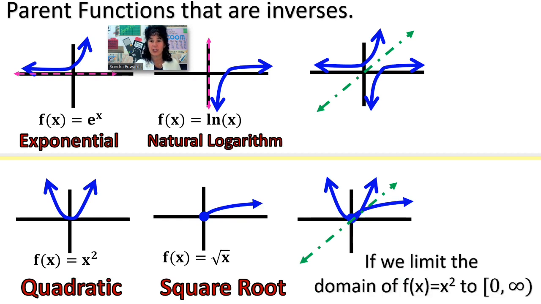So what we want to do here is limit the domain of f of x equals x squared. If we only keep the part of the parabola from (0, 0) to the right and leave off this left-hand side, well then y equals root x will be the inverse of y equals x squared. There we have it. By limiting the domain of f of x equals x squared to bracket 0 through infinity, x is greater than or equal to 0, now y equals x squared is the inverse of y equals root x.